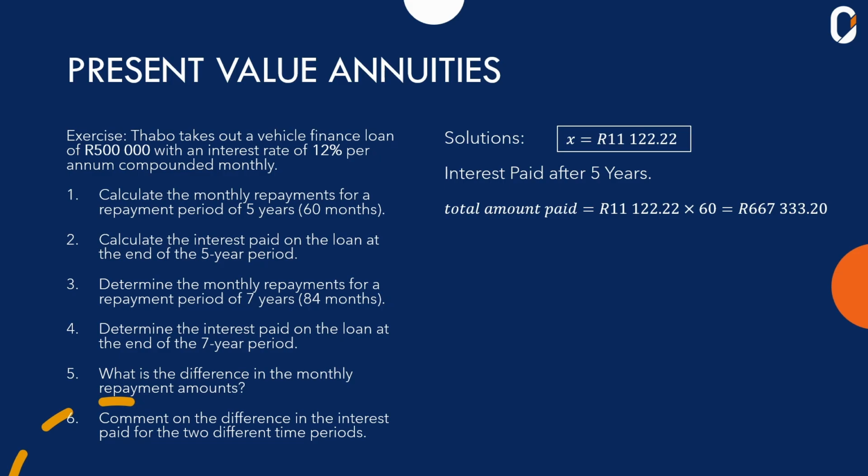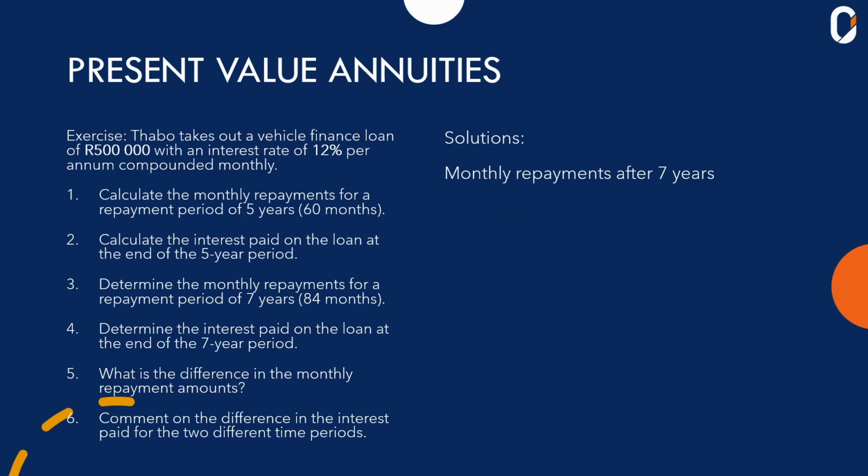Now his loan value was 500,000, and hence we need to find the difference, that is the interest paid, and that is calculated by 667,333.20 minus 500,000. That will give us an interest paid of 167,333.20. Let's move on to question number 3. Determine the monthly repayments for a repayment period of 7 years.